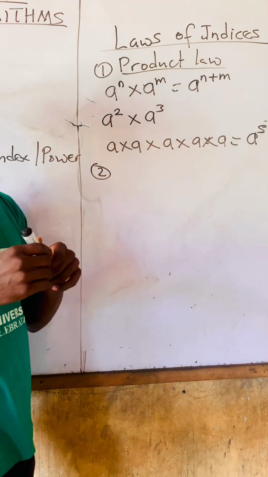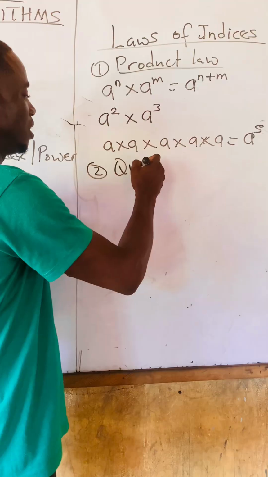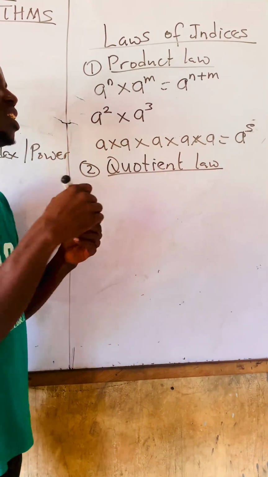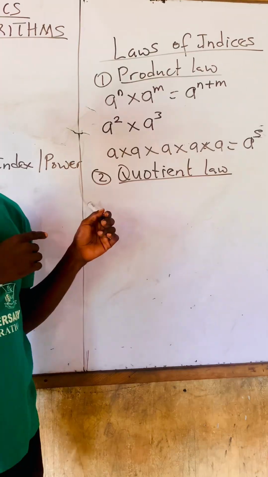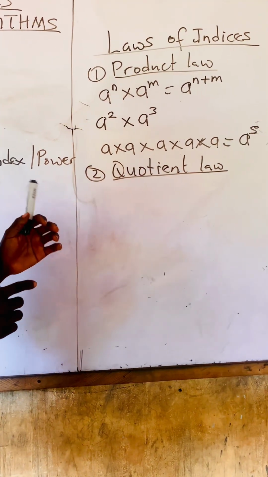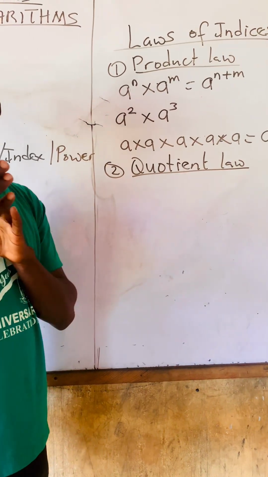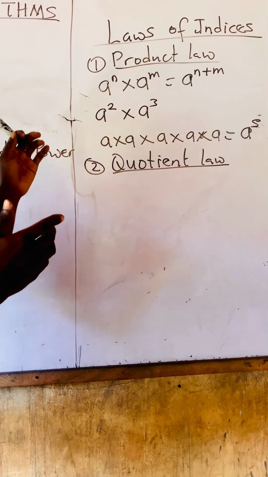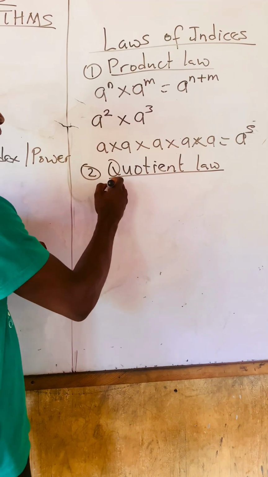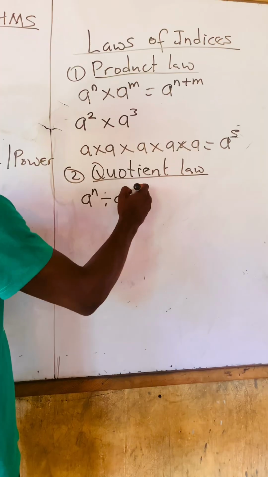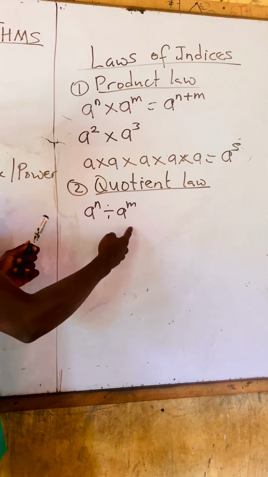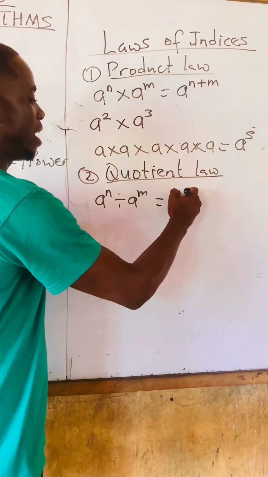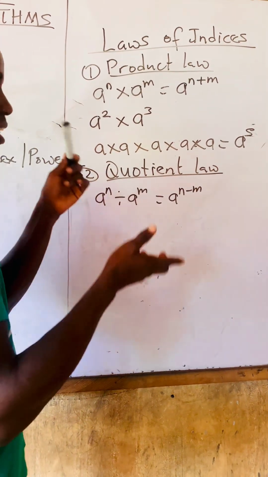Now let's move on to the next law. The next law, we call it the quotient law. What does this law say? This law is opposite to the product law. The law says that whenever the bases are the same and they are dividing, we subtract the exponents. So we are going to use the same example. If you have a raised to the power n divided by a raised to the power n, since the bases are the same, we subtract the exponents. So we are going to get a raised to the power n minus n.